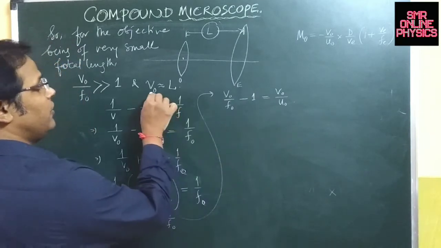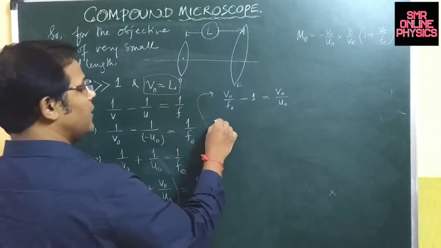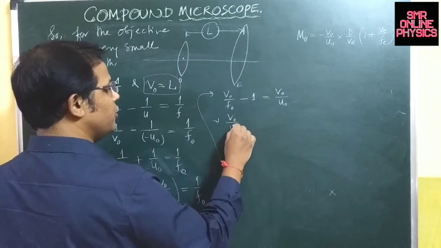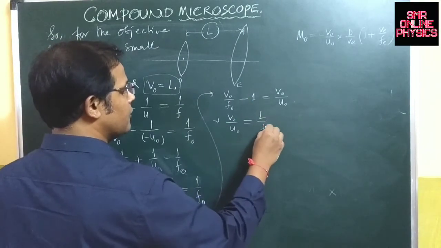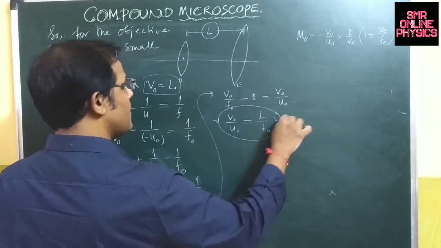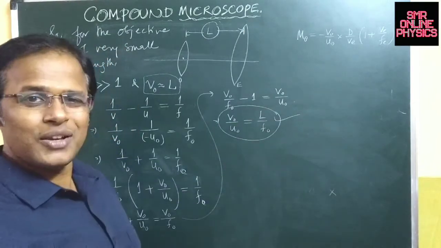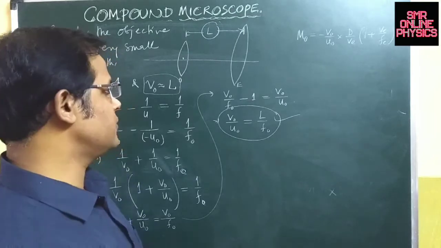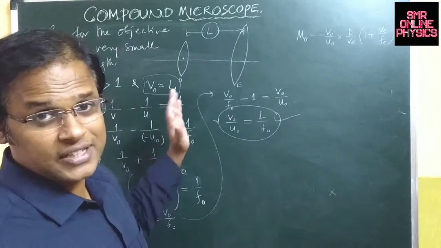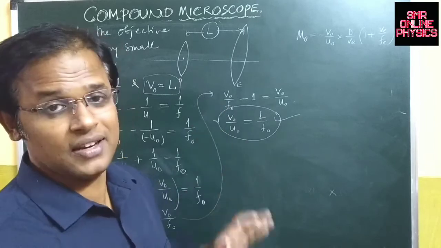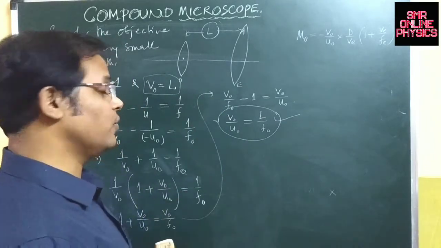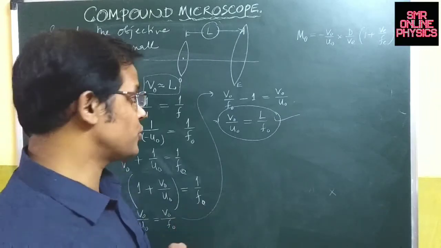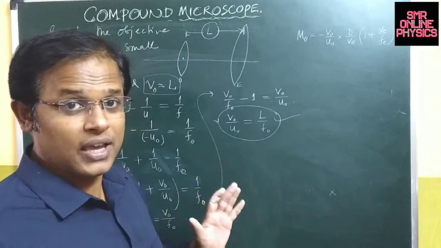So hence I can say V naught is approximated to L. So we can say V naught by U naught is equivalent to L by F naught. This is a good approximation for thin lenses. In reality, thin lenses are not that thin. This is a good approximation to understand the working of a compound microscope. Hope I am clear.